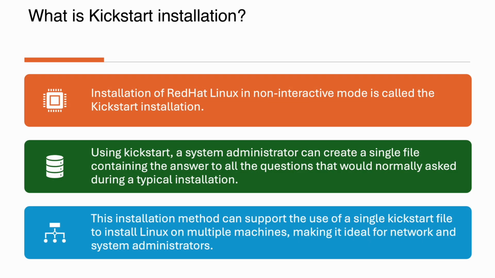Next is Kickstart installation. Installation of Red Hat Linux in non-interactive mode is called Kickstart installation. Using Kickstart, a system admin can create a single file containing the answers to all the questions that would normally be asked during the typical installation process. This installation method can support the use of a single Kickstart file to install Linux on multiple machines, making it ideal for network and system administrators.